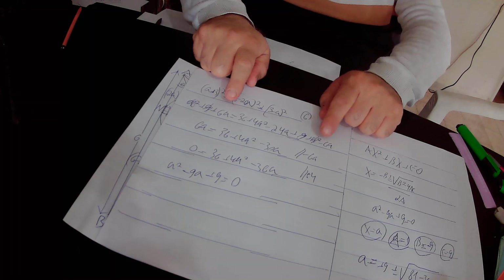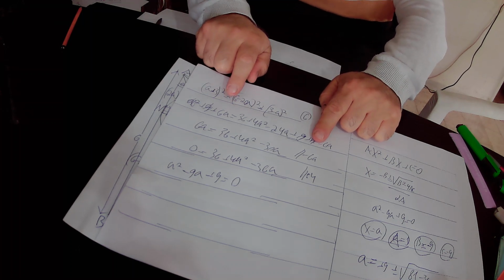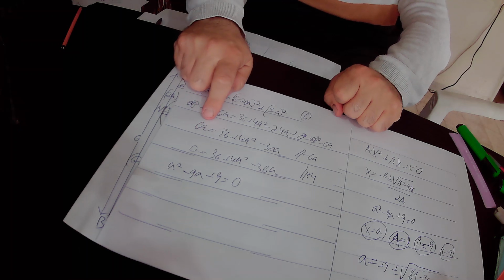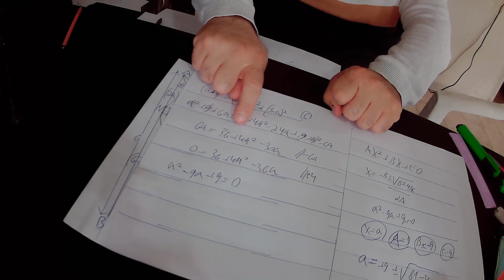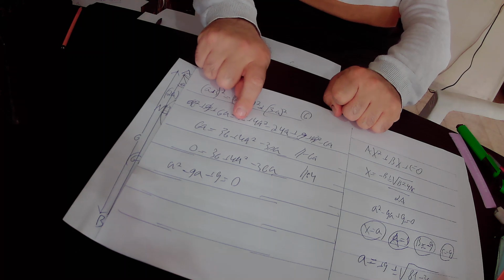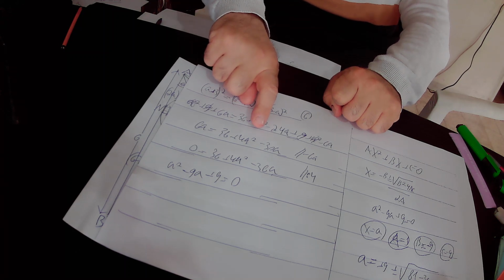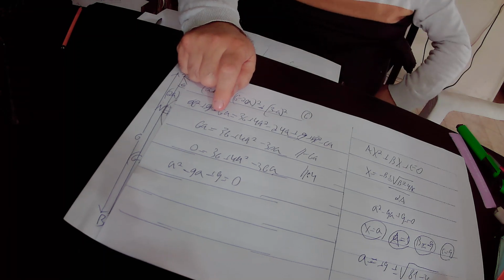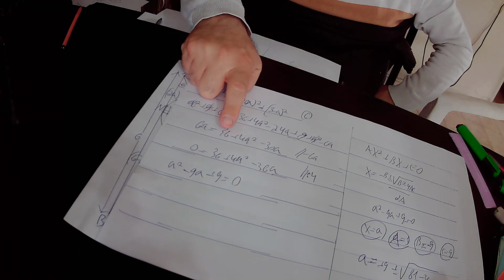Here we subtracted 6a from the equation and finally found out that on this side of the equation we are left with nothing, 0. On the other side of the equation we have 36 plus 4a squared, and minus 38 minus 6a is minus 36a. So we found out that 0 equals 36 plus 4a squared minus 36a.